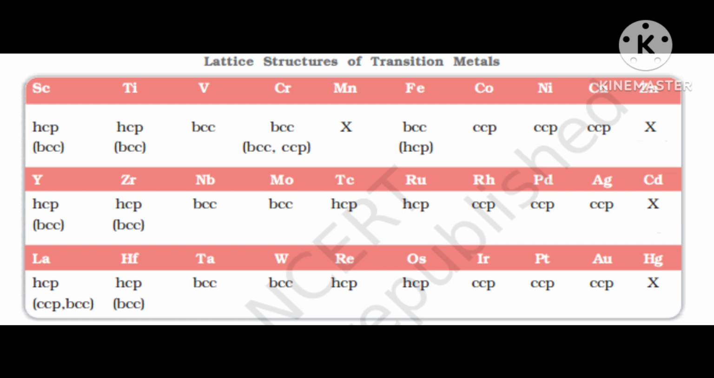The graph is this: kilojoule, H means enthalpy. I am talking about the enthalpy versus atomic number. Enthalpy versus atomic number, enthalpy of atomization. Enthalpy of atomization versus atomic number.